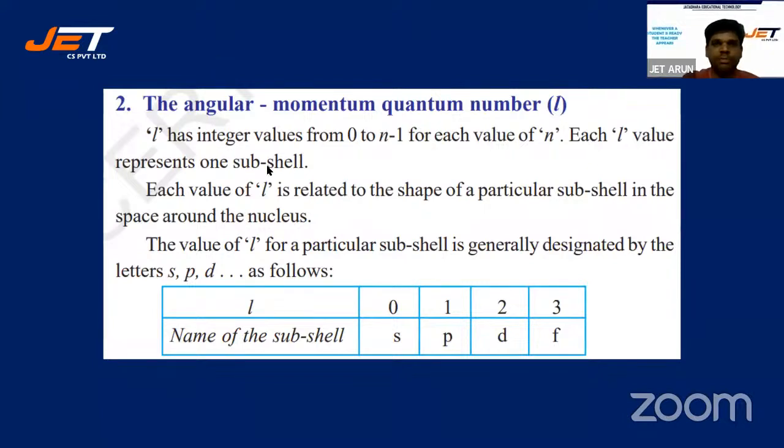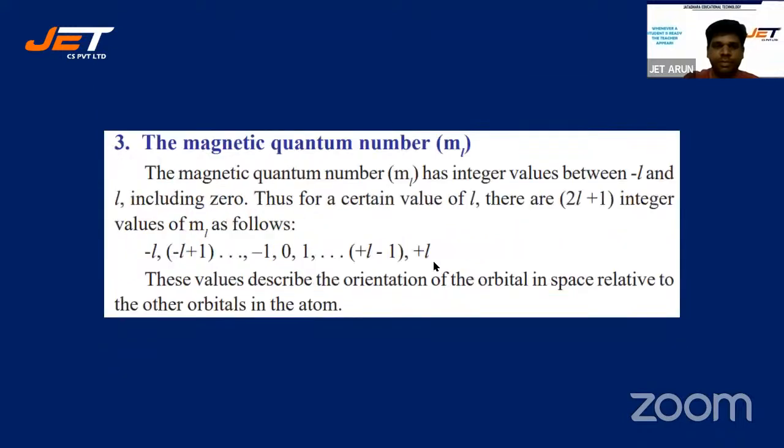So the angular momentum quantum number l goes from 0 to n minus 1, and each l value represents one subshell. This is related to the shape of the particular subshell in the space around the nucleus, students. Now, the value of l for a particular subshell is generally designated by the letters s, p, d, f. For 0, it's s, 1, p, 2, d, 3, f.